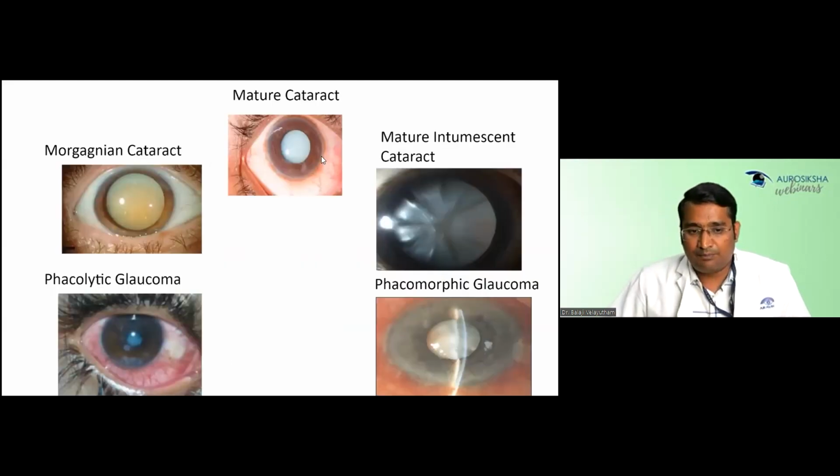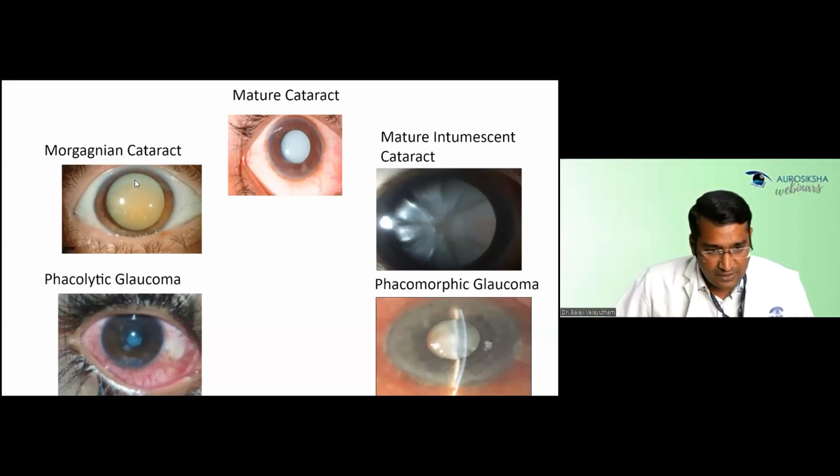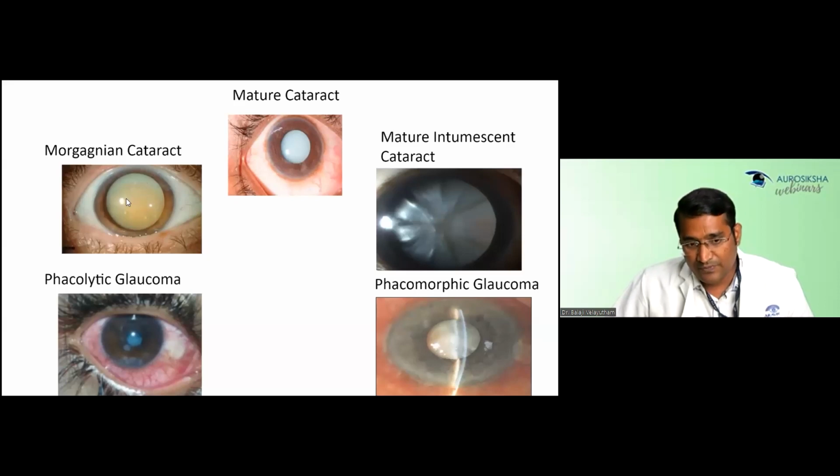As you can see in the picture, I've shown the same thing as pictures. A mature cataract, if left untreated, can develop into a Morgagnian cataract. Can you see the lens? So this lens has liquefied cortex, and the central core of nucleus, which is a little hard, has sunk down. This is called a sunset sign. This is a Morgagnian cataract.